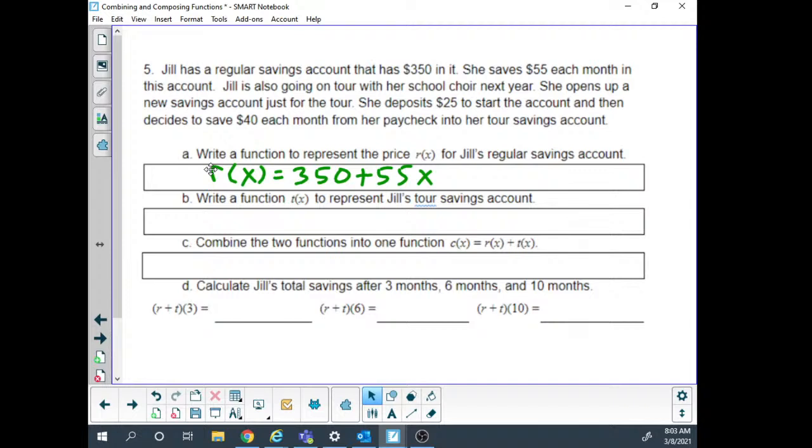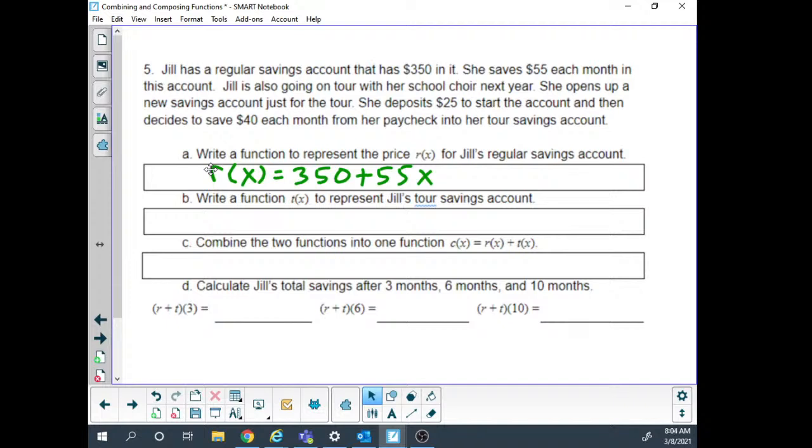Dax, sound good? Yeah. What do you like about the equation? That you have your principal and then you have your rate of change. Nice. Starting with 350, saves 55 bucks each month. All right.